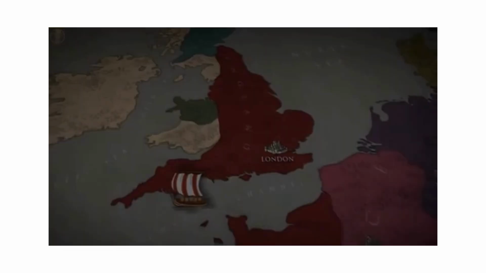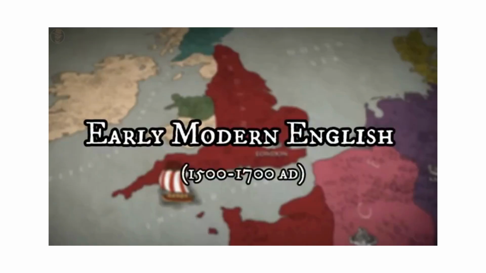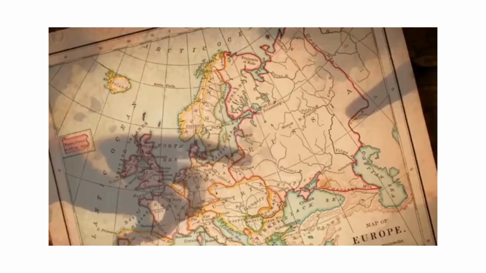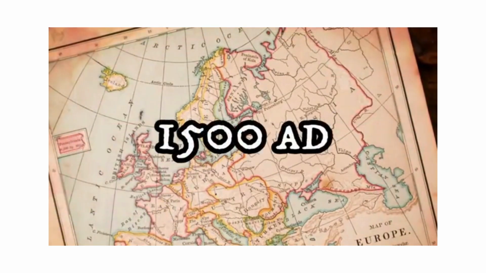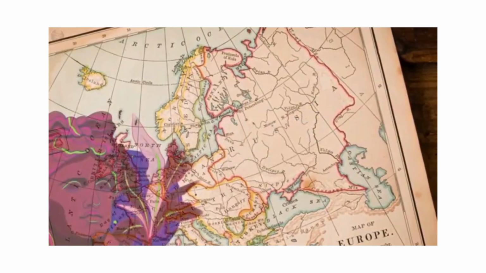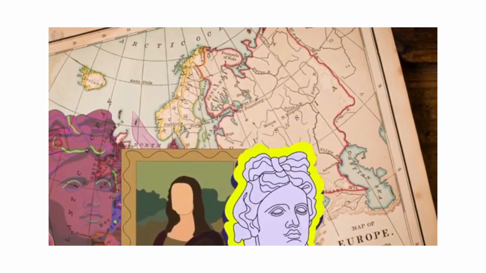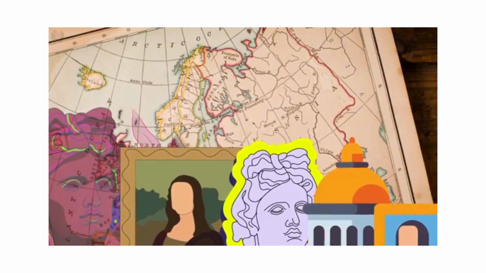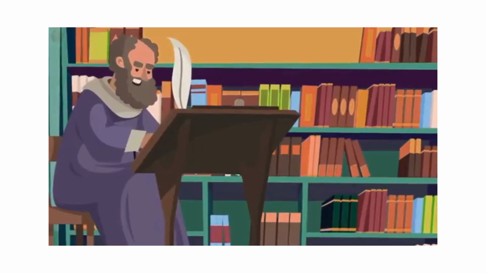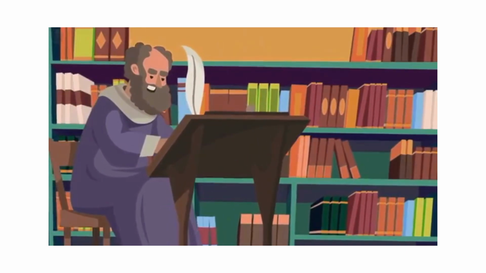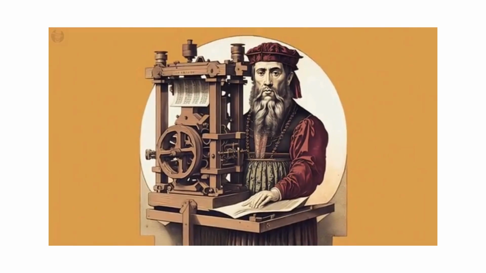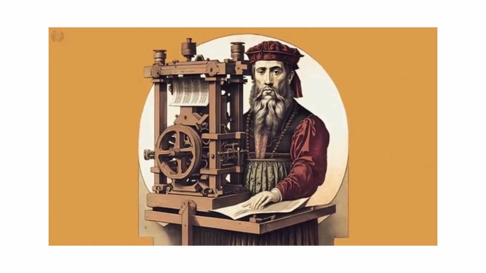The Early Modern English period, which lasted from approximately 1500 to 1700, marked a major turning point in the history of the English language. During this time, English began to take a form that is much more recognizable to modern speakers. This transformation was influenced by important developments in technology, education, literature, science, and exploration.